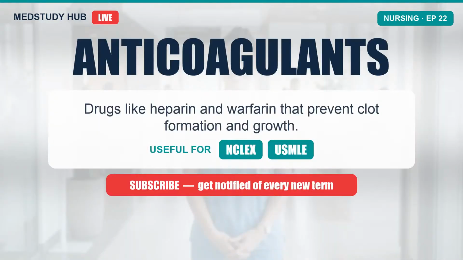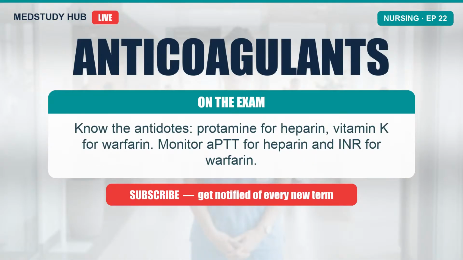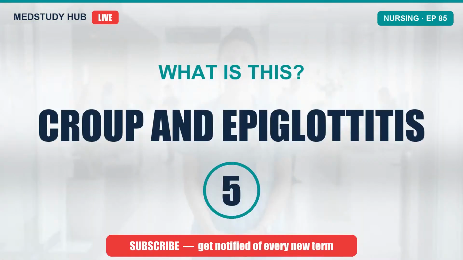Anticoagulants. Drugs like heparin and warfarin that prevent clot formation and growth. Know the antidotes: protamine for heparin, vitamin K for warfarin. Monitor aPTT for heparin and INR for warfarin. What is this word?